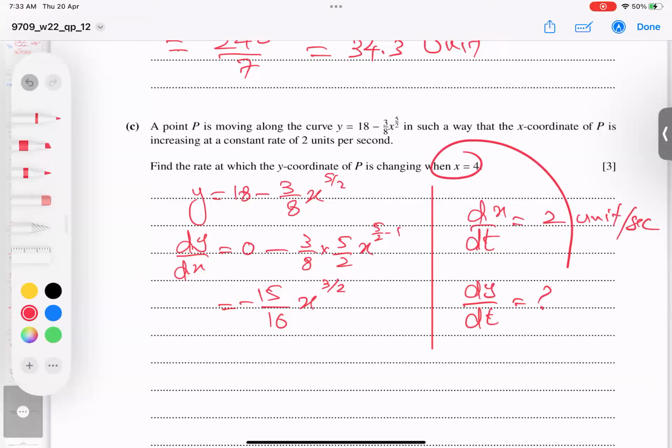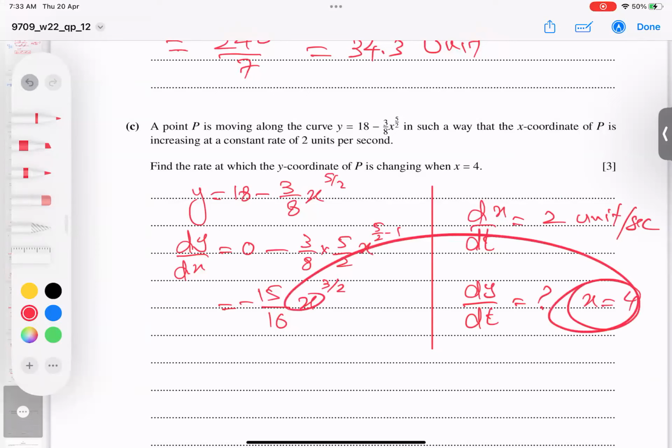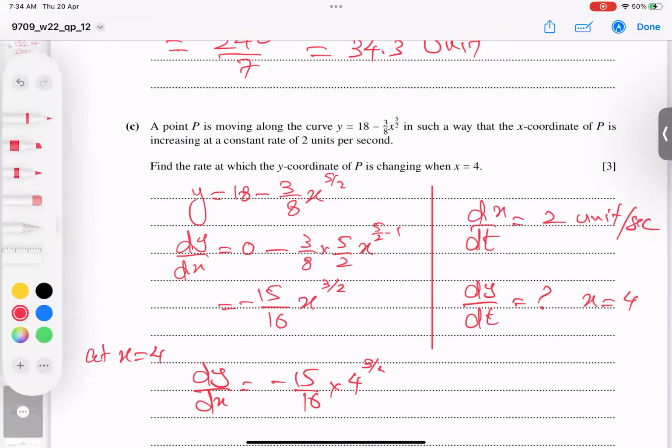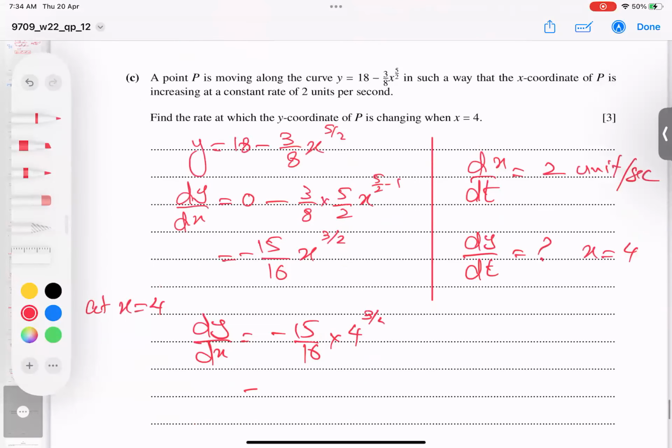But when x is 4. So first of all, I will plug in 4 here. I say at x equal to 4, times 4 to the power 3 by 2. So minus 15 divided by 16 times 4 to the power 3 by 2, and I get here negative 15 over 2.